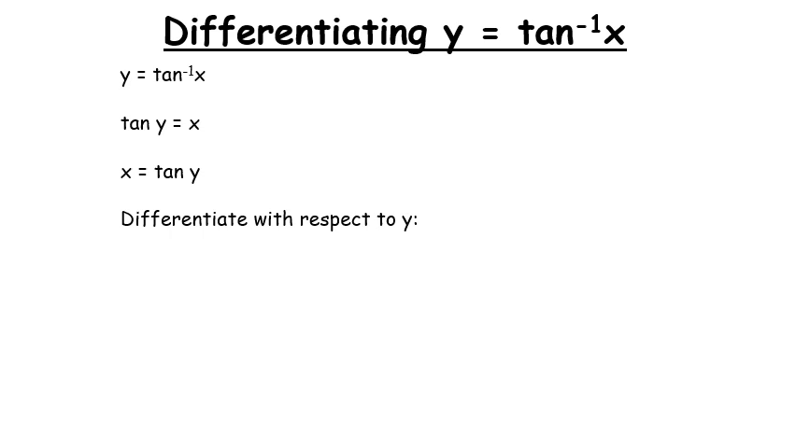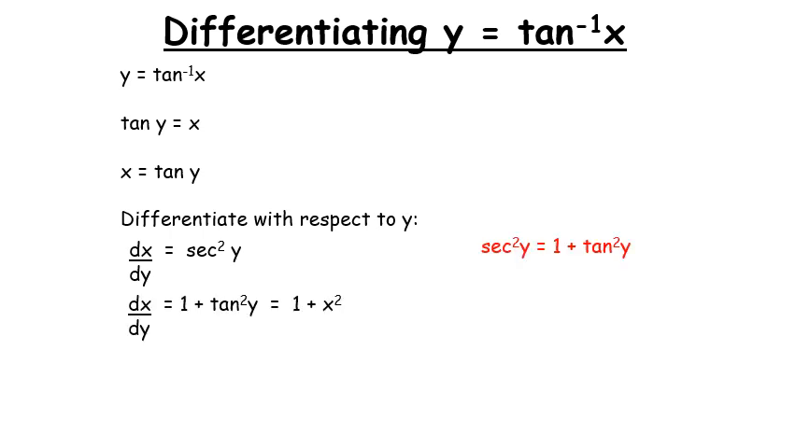So if I differentiate both sides with respect to y, the left will become dx by dy, and the right will become sec squared of y, because if you differentiate tan, you get sec squared. Now we learned a trig identity this year that had a sec squared in it, and the trig identity was that sec squared is always equal to 1 plus tan squared. So that's the trig identity that you should know already. So we can replace this sec squared with 1 plus tan squared.